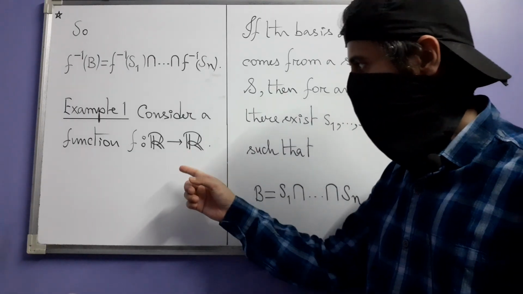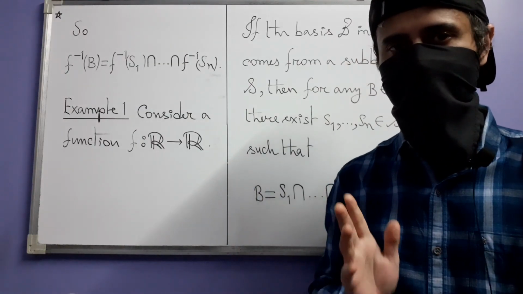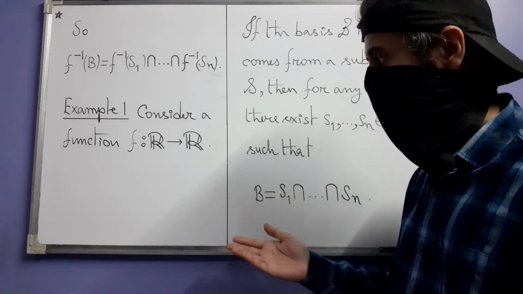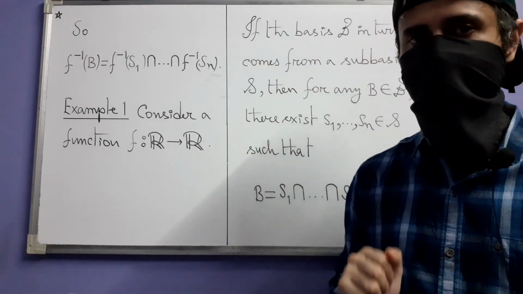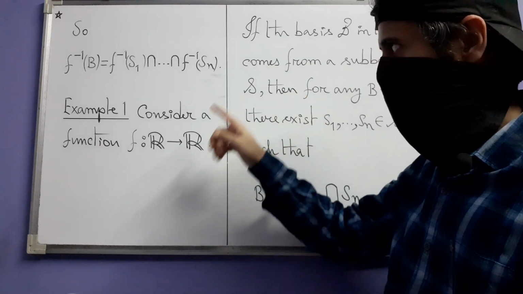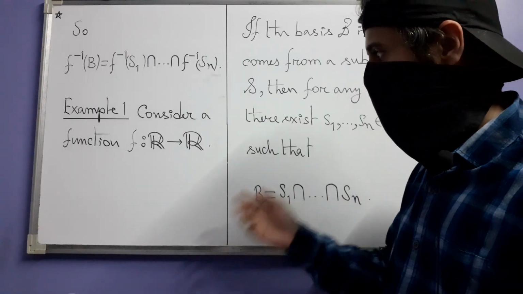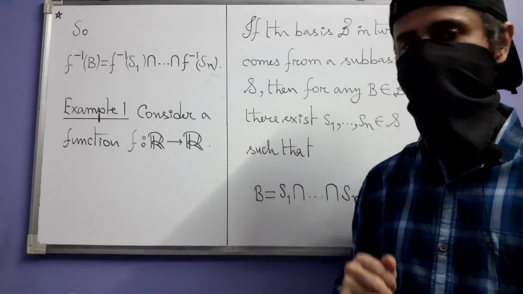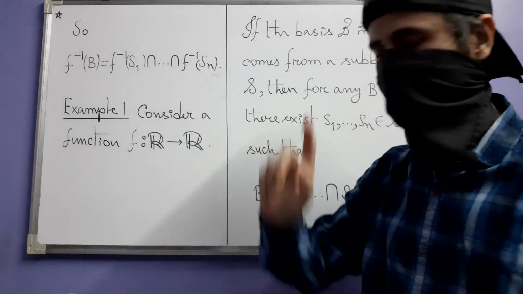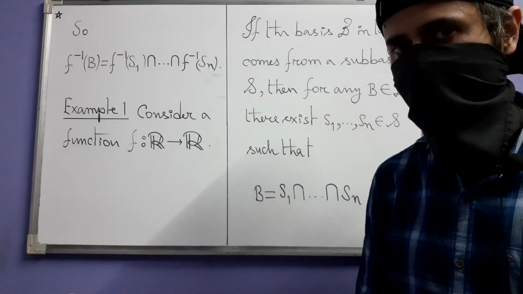Next we have example 1, where we consider the type of function that we consider in calculus, and we learn about continuity for the first time for this type of functions. So now we are going to see how this definition that we saw just now is a generalization of our usual definition of continuity of real valued functions of a real variable. So let's consider one such function f.